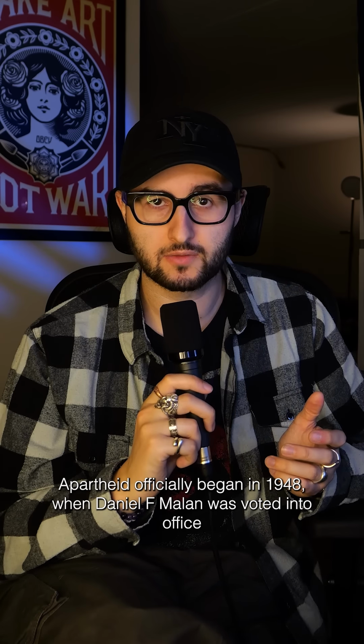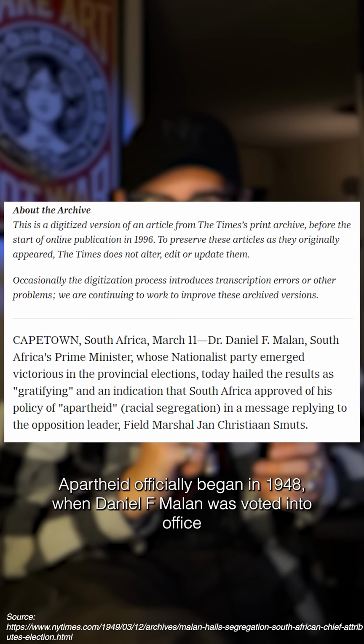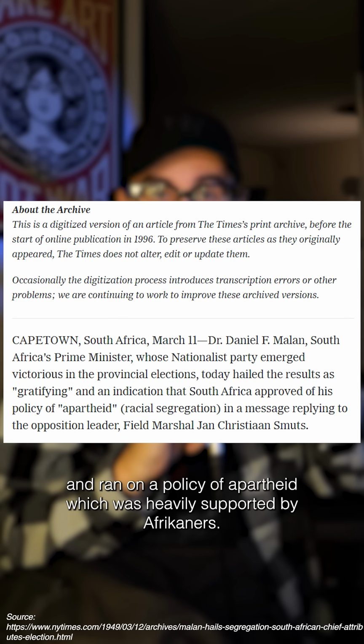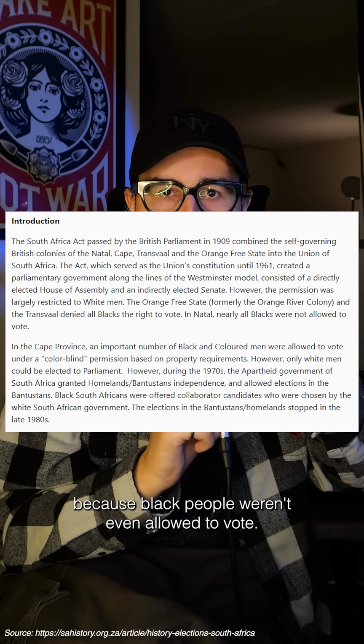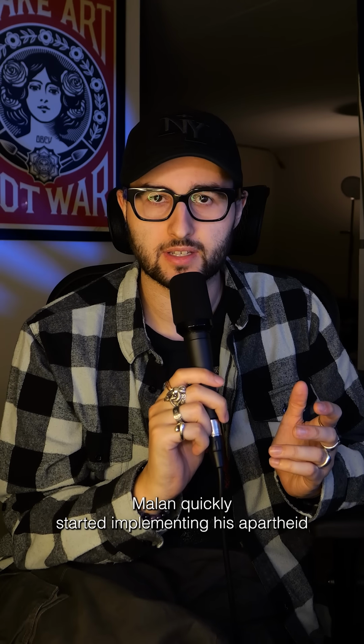Apartheid officially began in 1948 when Daniel F. Malan was voted into office. Malan was part of the Nationalist Party and ran on a policy of apartheid which was heavily supported by Afrikaners. This election was fairly performative because black people weren't even allowed to vote. Malan quickly started implementing his apartheid policies.